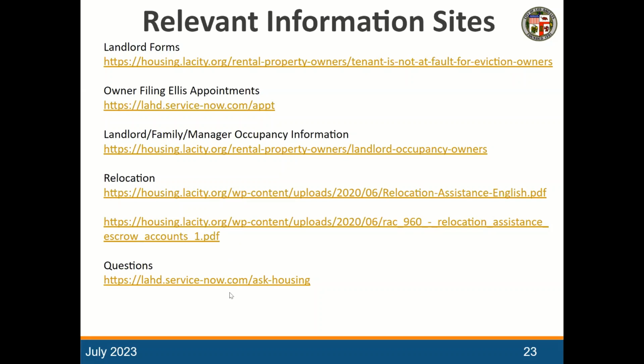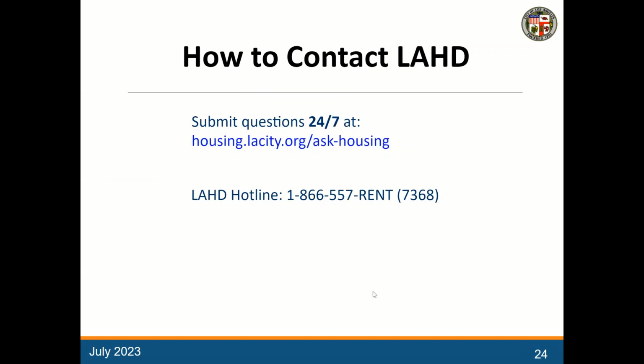And then lastly, I know people will have a lot of questions about this process, but if it's specific to a property, a specific scenario, a specific tenant, it's best to ask that question via our Ask Housing app. And that link is the last link on the screen that is in front of you. You can also call our hotline at 866-557-7368 if you have follow-up questions and you wish to speak to somebody. We do have a high volume of calls, but we do try to answer all the phone calls or return all the phone calls. But we are experiencing high volumes. So that's why we also offer the option to send us the question via the Ask Housing app.